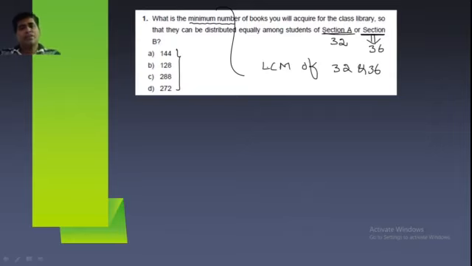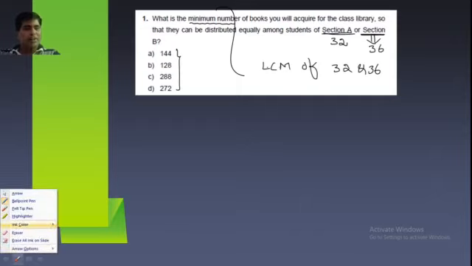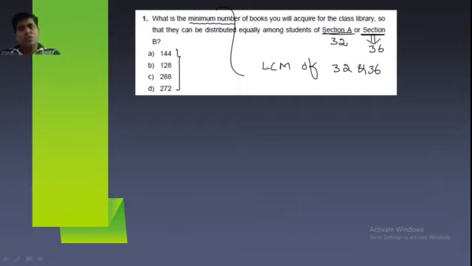So how to find the LCM? We have many methods. We'll adopt the prime factorisation method. So first, you have to find the prime factors of 32. What are the prime factors of 32? Product of prime factors: 2 16s are 32, 2 8s are 16, 2 4s are 8, 2 2s are 4, 2 1s are 2.